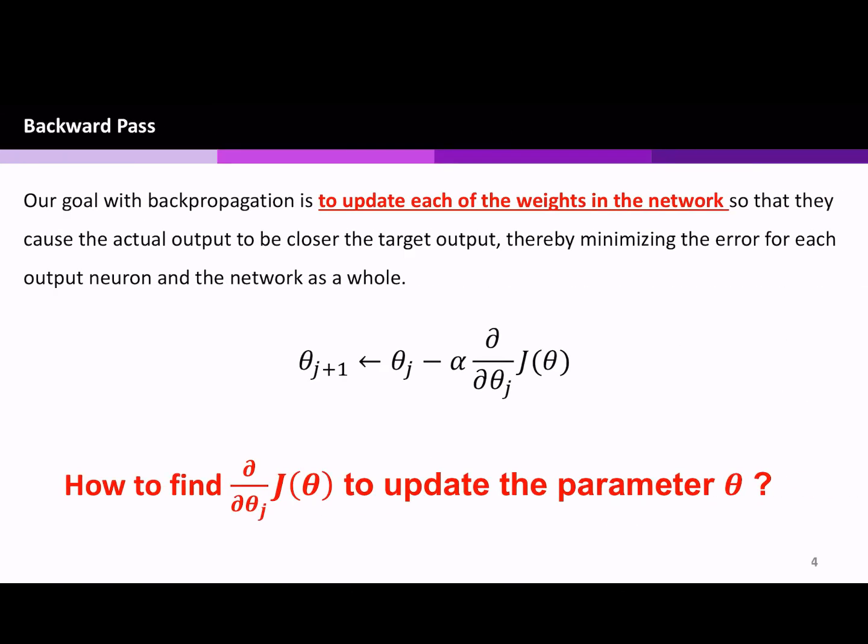Our goal with backpropagation is to update each weight and bias in the network. What are the weight and bias? That is the function parameter, so that they cause the actual output to be closer to the target output. Okay? Meaning that you're trying to minimize this cost function, right?